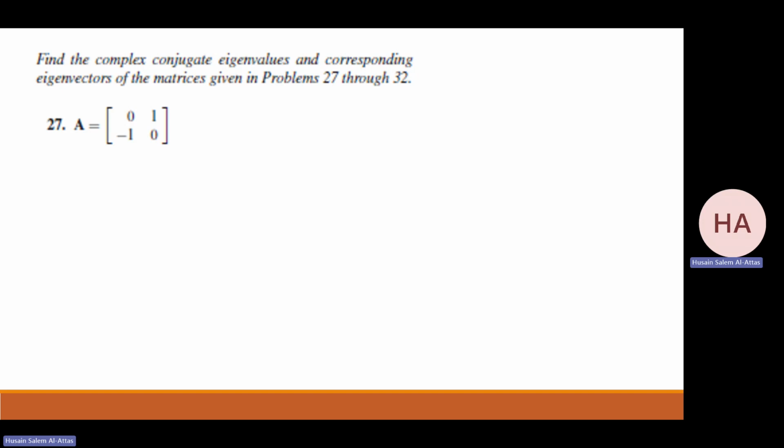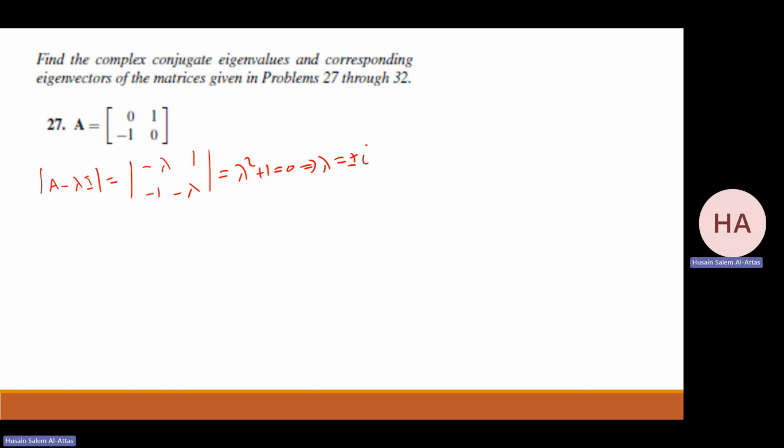Actually, I forgot two problems from section 6.1. So let me do these two problems where we have non-real eigenvalues. It will be the first one. I have A minus lambda I. I'll do it quickly. That will be minus lambda, 1, minus 1, minus lambda. That gives me lambda squared plus 1 equals 0. So lambda equals plus or minus i. That will be problem 27.